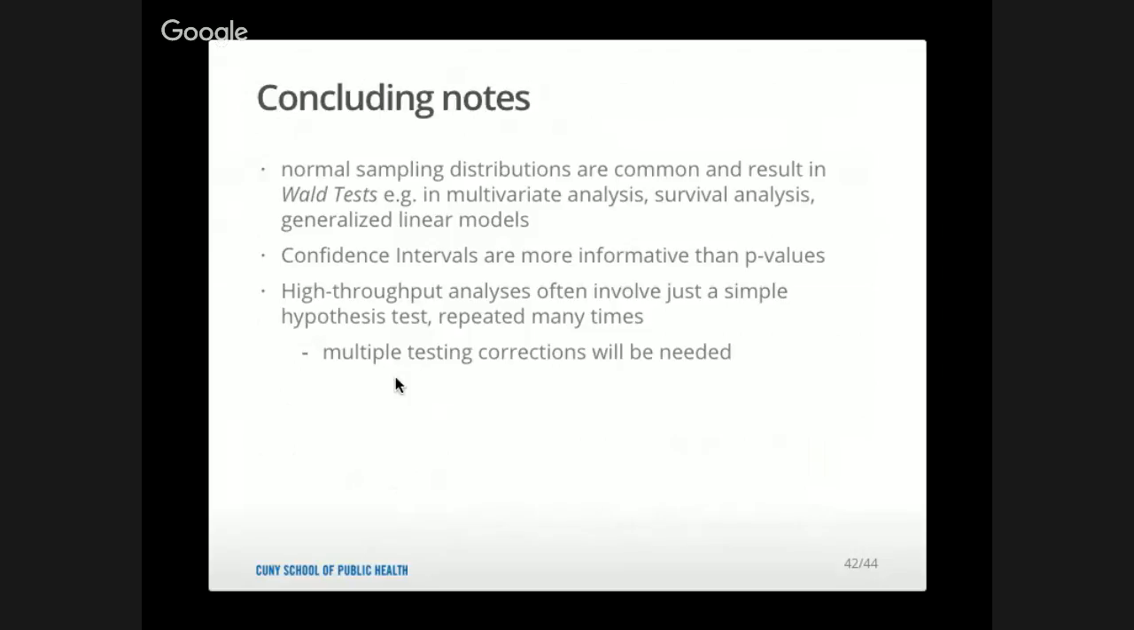Confidence intervals, they're more informative than p-values because they give you a direct estimate of your confidence of what you're interested in being in this range. And finally, high throughput analyses are often not any more complicated than this. It's just repeating it many times. If you're analyzing a whole transcriptome assay or a SNP array or a GWAS, you're just going to do quite a simple test and repeat it thousands of times along with multiple testing corrections.